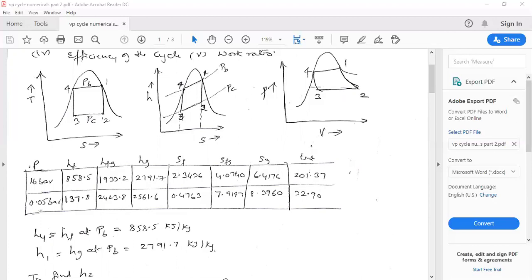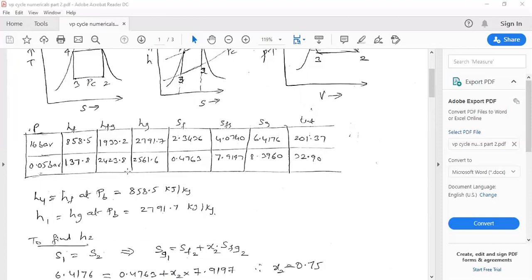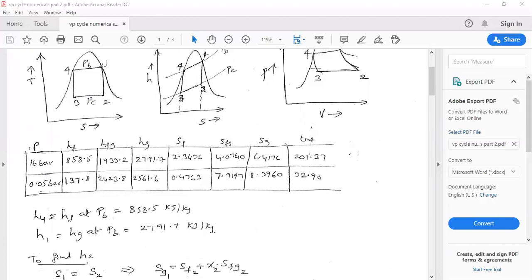How to find dryness fraction X2? X2 is obtained from process 1 to 2. What is process 1 to 2? It is an isentropic expansion process. Isentropic process means entropy remains constant from 1 to 2. So, the first step is you need to equate S1 is equal to S2. S1 you can directly get because it is on the dry saturated vapor line. So S1 is equal to Sg for the pressure 16 bar. So what is the value of Sg? It is 6.4176.